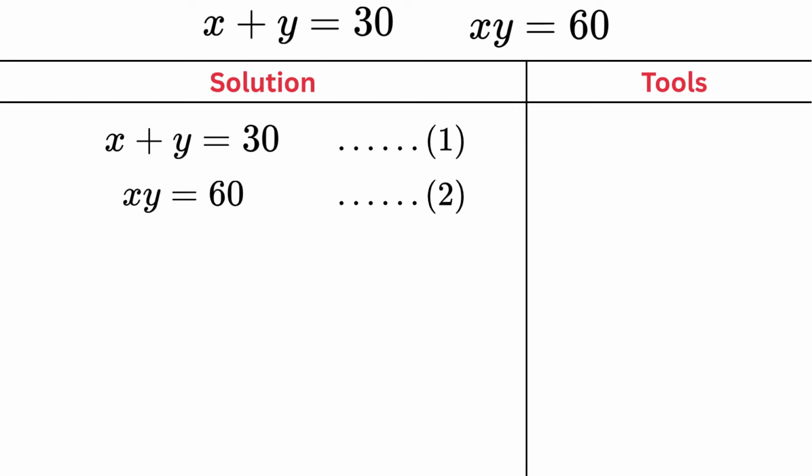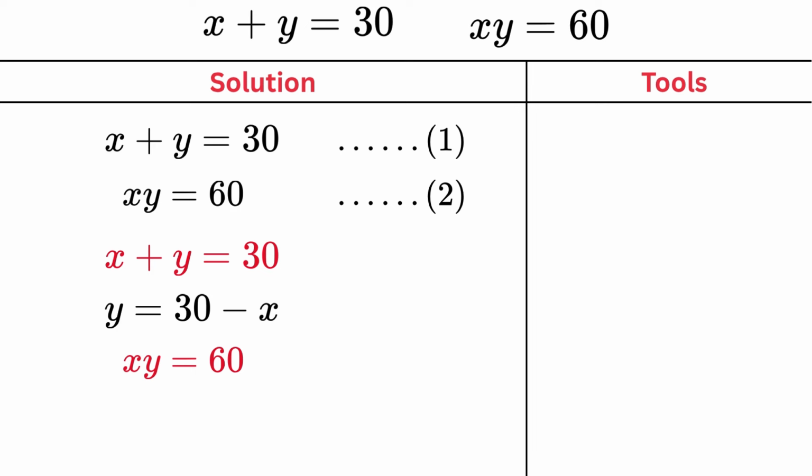Then from equation 1, which is x plus y is equal to 30, we will make y the subject. So we will take x to the other side, so it will be y is equal to 30 minus x. Then in the next step, from equation 2, which is xy is equal to 60, we substitute the value of y, which is 30 minus x. So it will be x multiplied by the bracket 30 minus x bracket is equal to 60.